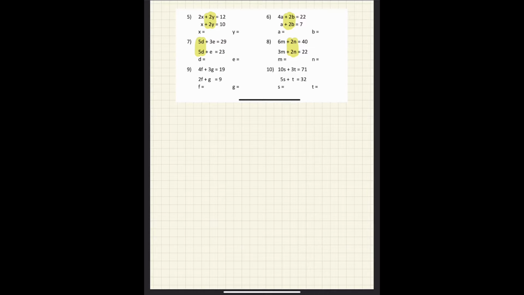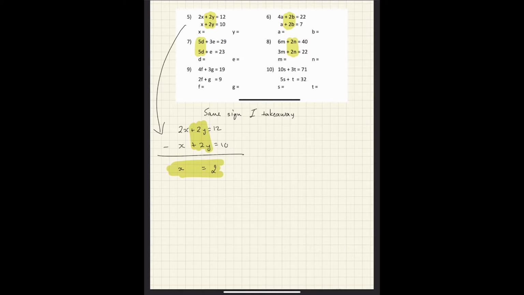So let's have a look at how I would do question 5. I've got 2x plus 2y equals 12, and x plus 2y equals 10. Because the 2y terms are the same and have the same sign, I take away, so you can subtract one from the other. What's 2x take x? Simply x. 2y take 2y, 0. 12 take 10, 2. So you're left with the value of x being 2.